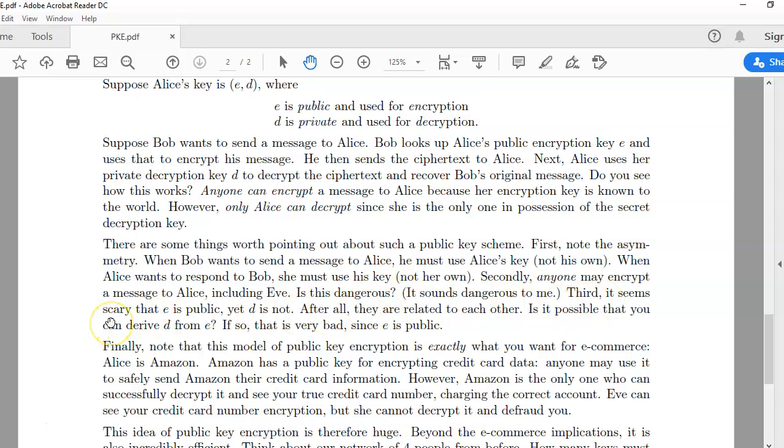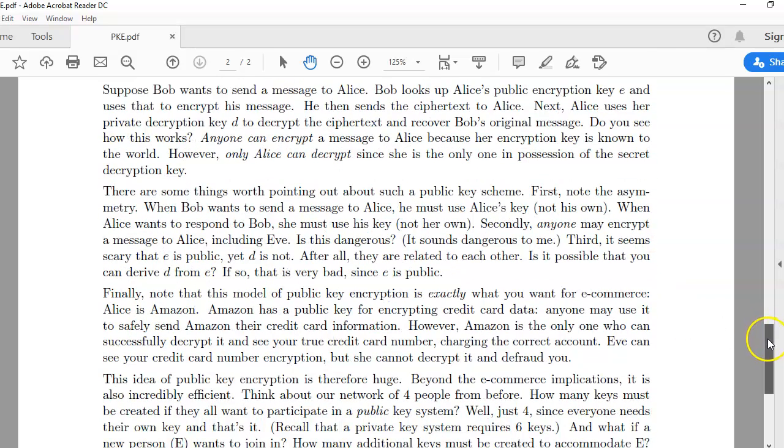Thirdly, it seems scary to me that E is public but D is not. After all, they are related to each other. D is the inverse of E. Whatever E does, D unravels it. So is it possible that you could derive D from E? If so, that's bad. E is public and everybody knows it, and D is supposed to be private. So if you can obtain D from knowledge of E, that would be bad. So there's all kinds of good questions here.